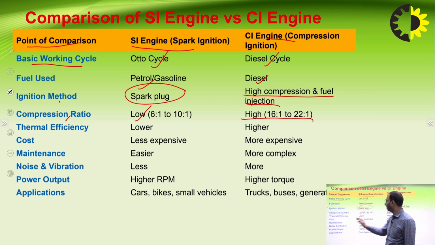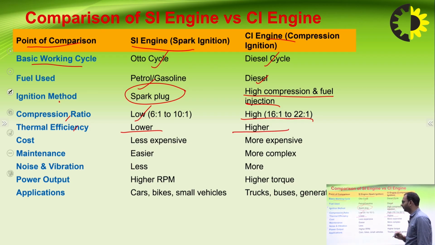Then according to thermal efficiency, what is thermal efficiency? It is the ratio of work output divided by heat input. So according to thermal efficiency, SI engine thermal efficiency is lower, whereas CI engine thermal efficiency is higher.